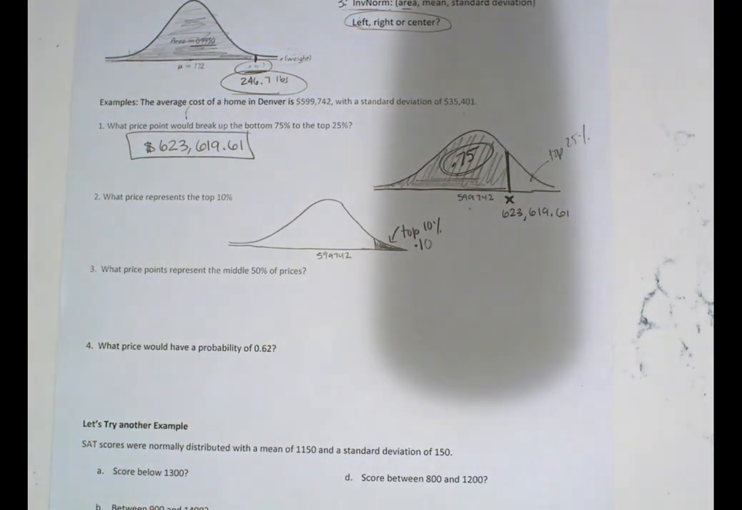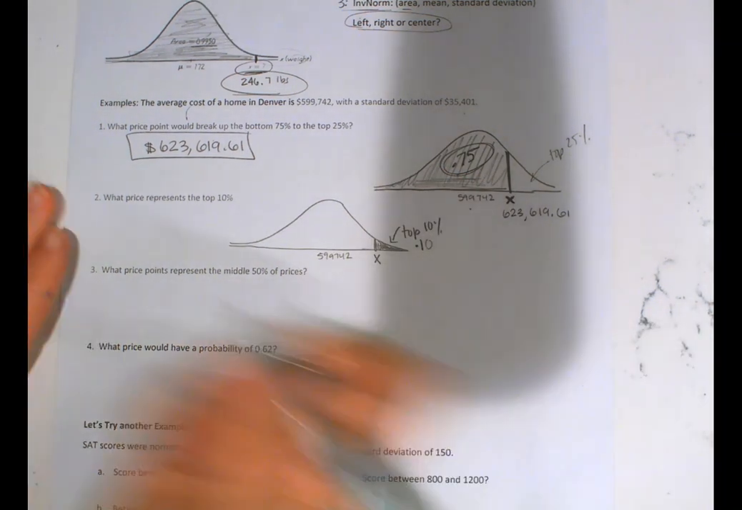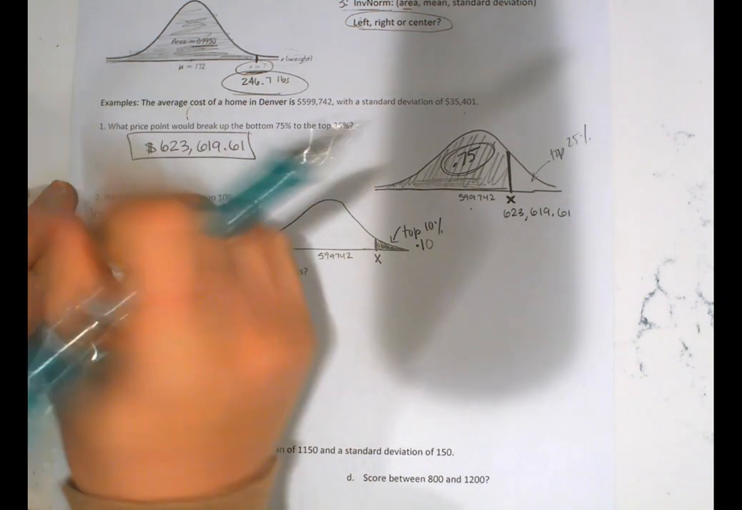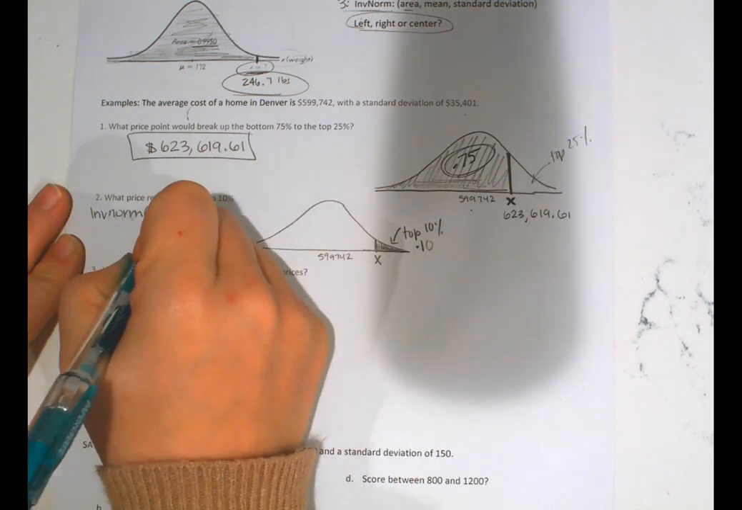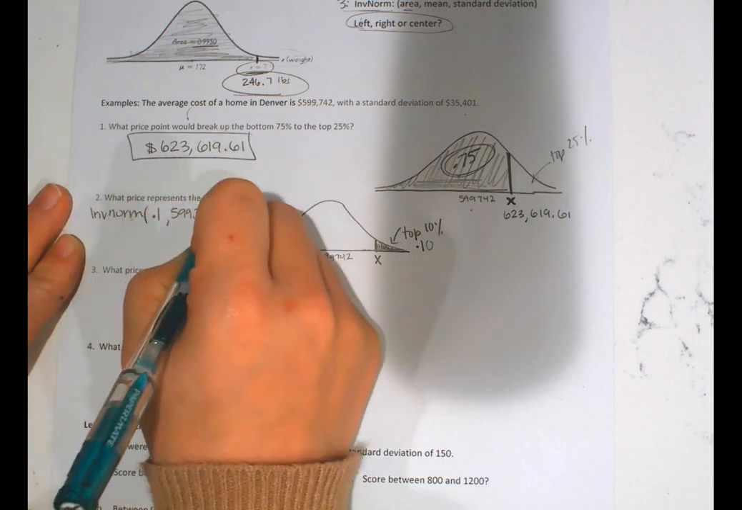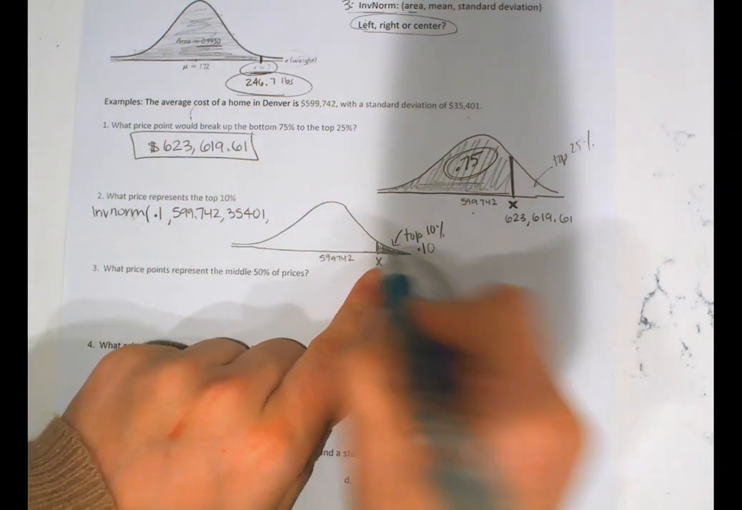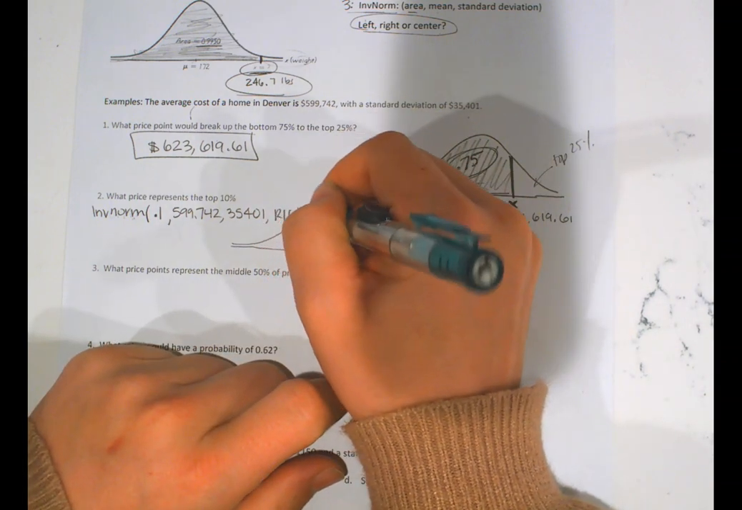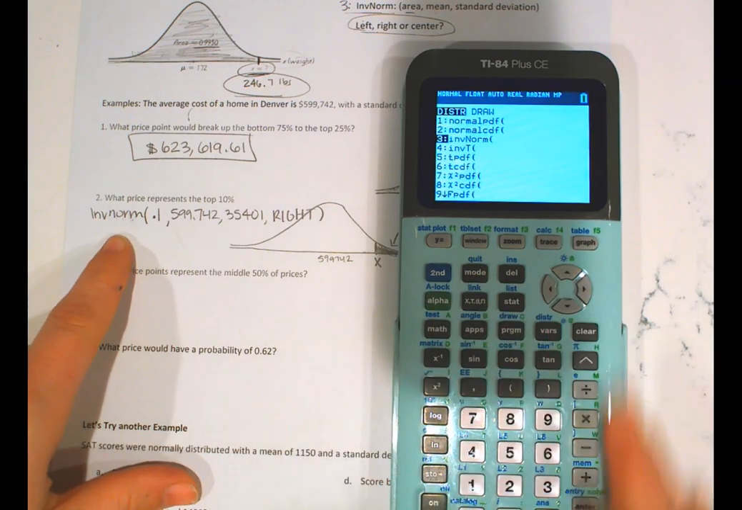Okay, so if you have a newer calculator, I'm looking for this value here. So what I can tell my calculator is I want the area, I spelled that wrong, sorry. When I do my invNorm, I want 10%. My mean is 599,742. My standard deviation is 35,401. But I shaded in the right of the graph when I'm talking about the top 10%, so I need to select right. This only works in your calculator if you have the ability to select right, left, or center.